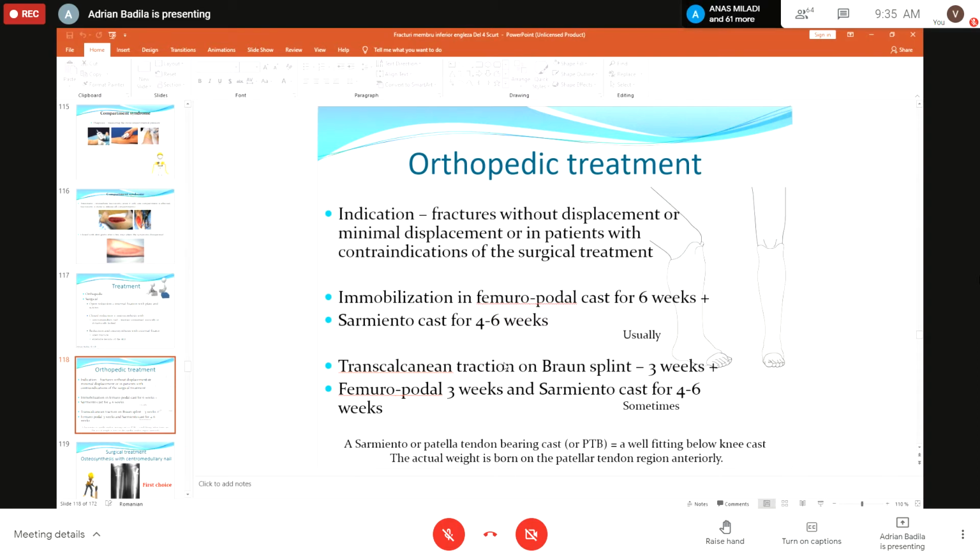Another method of treatment is transcalcaneal traction on a Braun splint for 3 weeks, and after that immobilization in a femoropodal cast for 3 weeks and Sarmiento cast for 4 to 6 weeks. This kind of treatment is indicated when we have a displaced fracture, but we cannot perform a surgical procedure. The aim of the transcalcaneal traction is to obtain to some degree a reduction. We will not have a perfect reduction, but it's something. So this traction will lead in time to some reduction, and after that immobilization in femoropodal and Sarmiento casts.